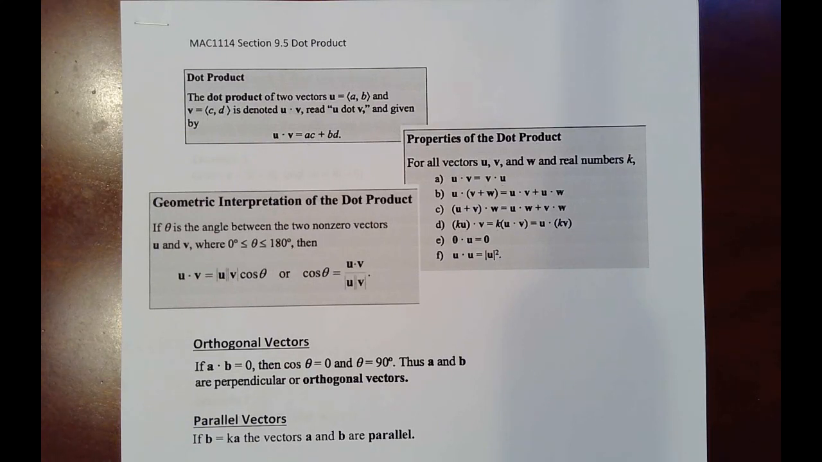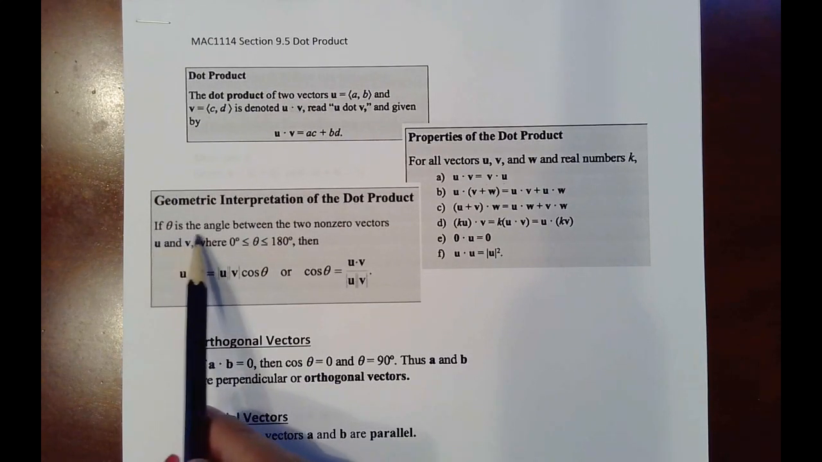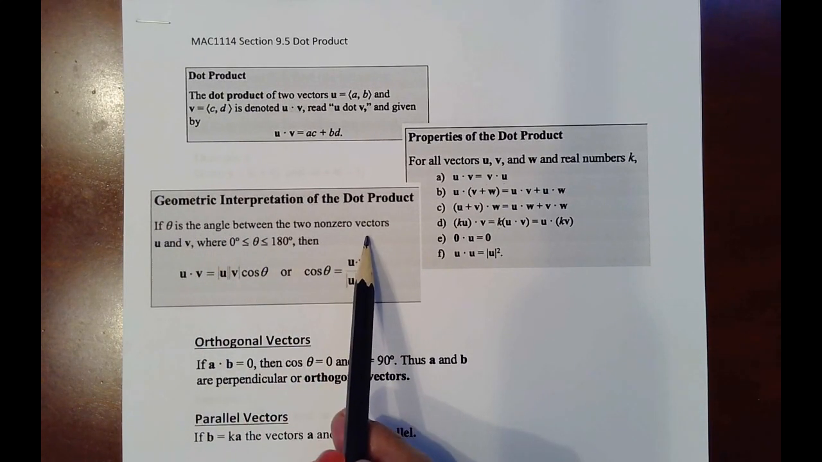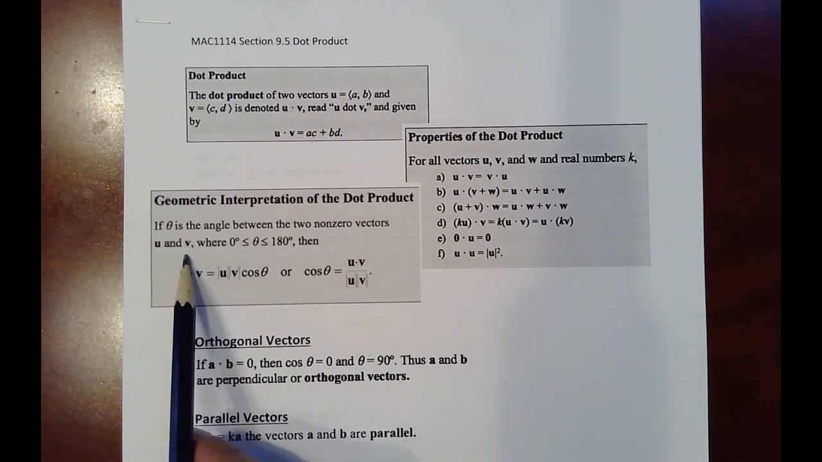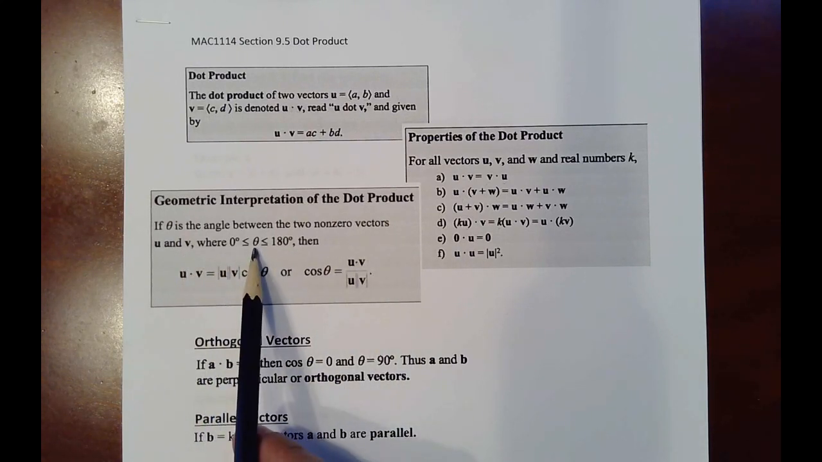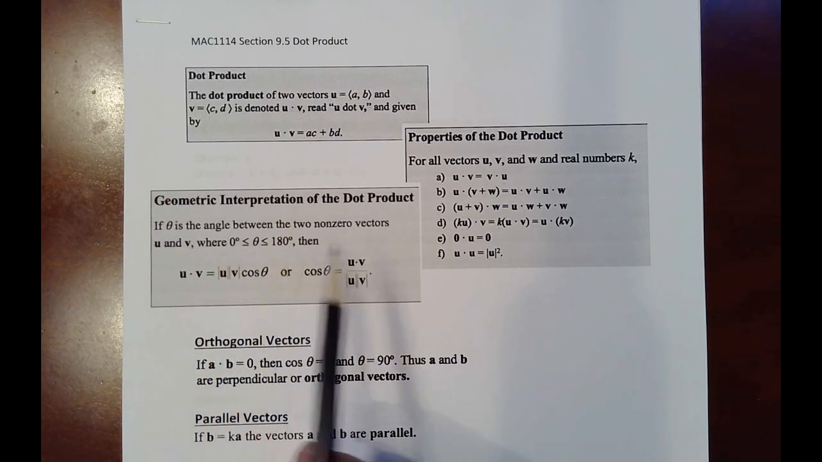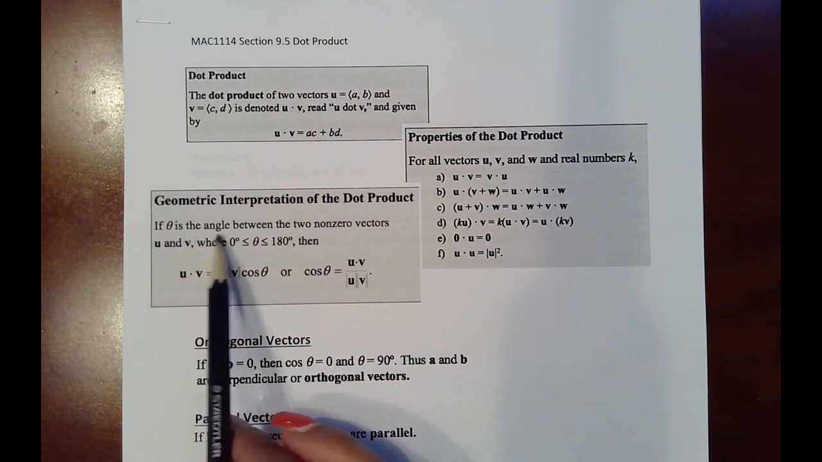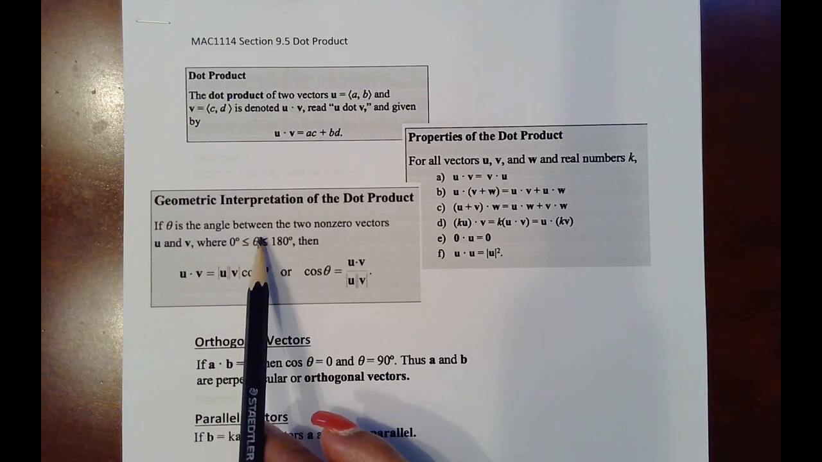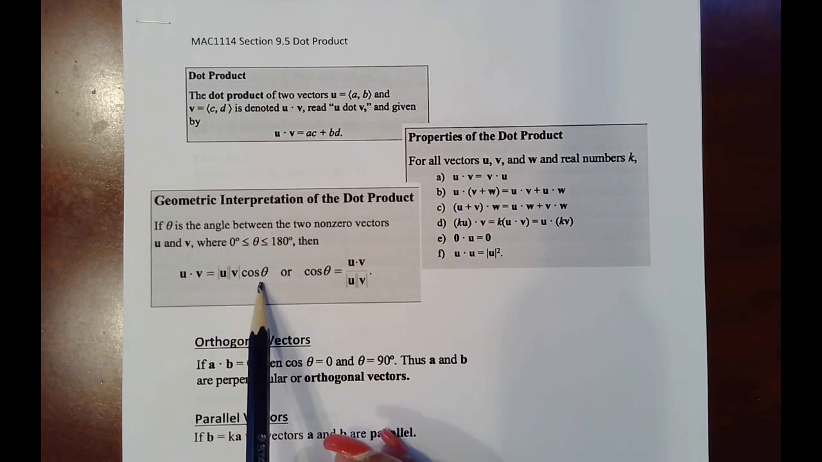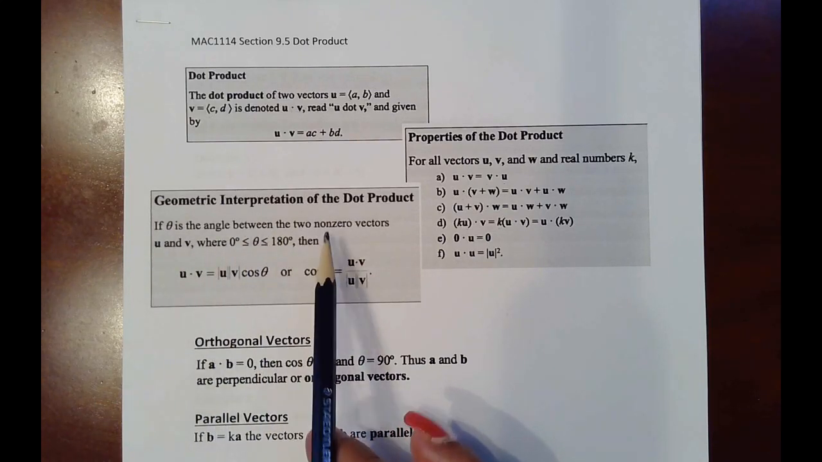The geometric interpretation of the dot product, I've included that here for you as well. And so geometrically, it can be explained in this way. If theta is the angle between two vectors, non-zero vectors u and v, where theta is between 0 and 180 degrees, then this is the way that you can find the angle using the dot product, thus relating the dot product to the angle that is between them.